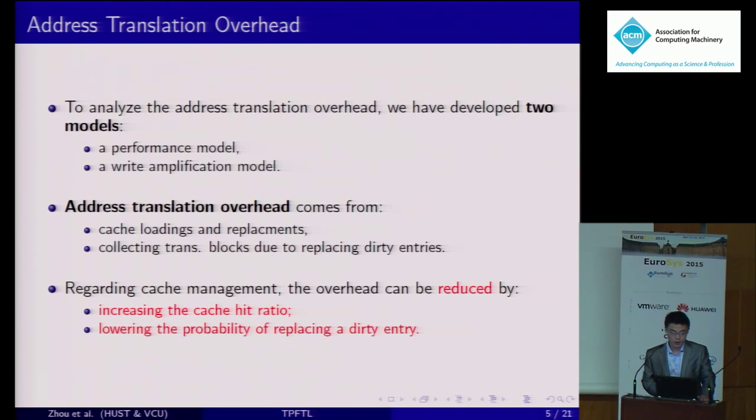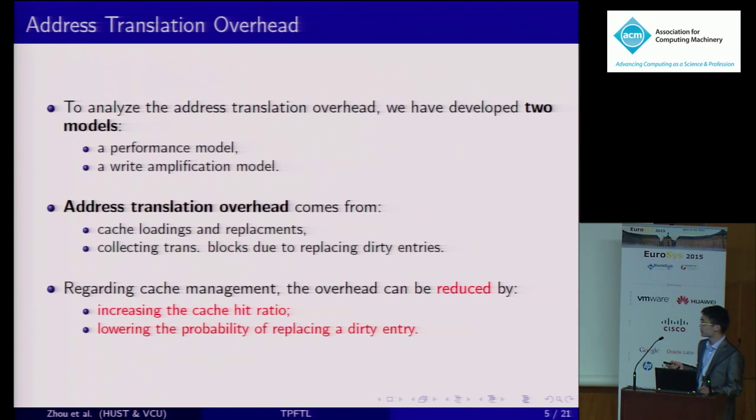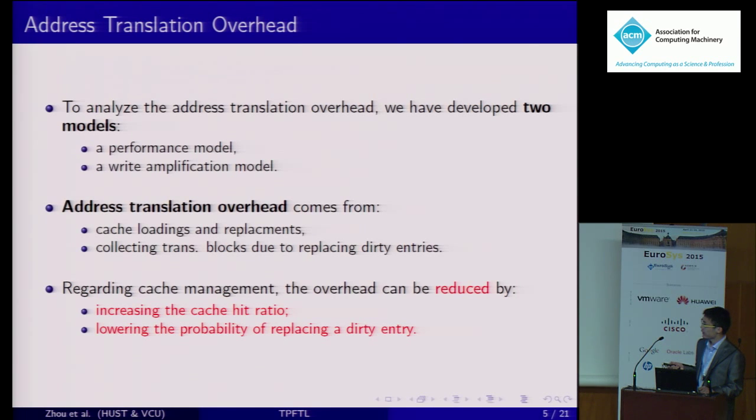To analyze the address translation overhead, we have developed 2 models, a performance model and a writebacks model. From these 2 models, we have 2 conclusions. First, address translation overhead comes from 2 aspects: cache loadings and replacements, and collecting translation blocks due to replacing dirty entries. The second, this overhead can be reduced by increasing the cache hit ratio or decreasing the probability of replacing a dirty entry. If you are interested in our models, you can find more details in our paper.